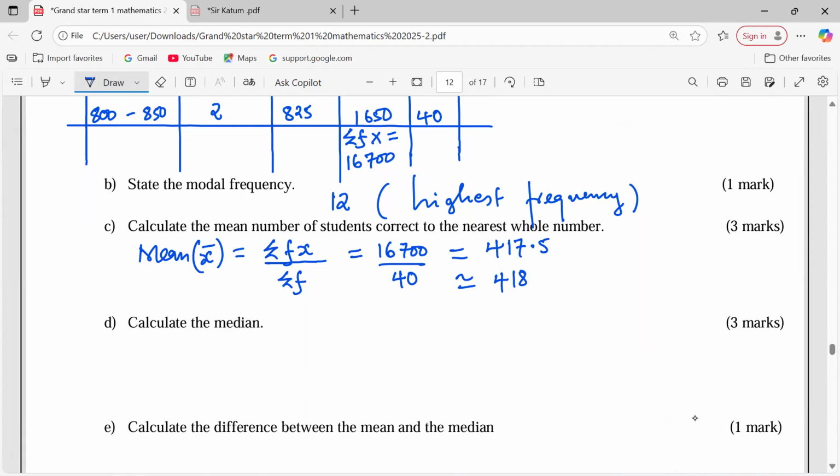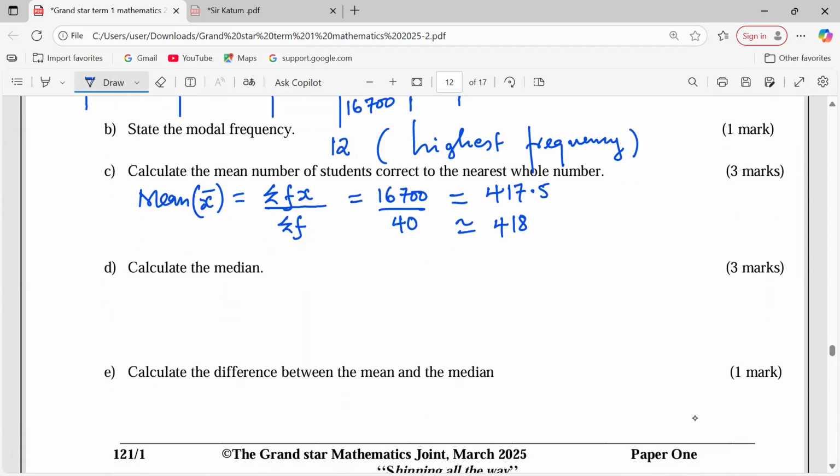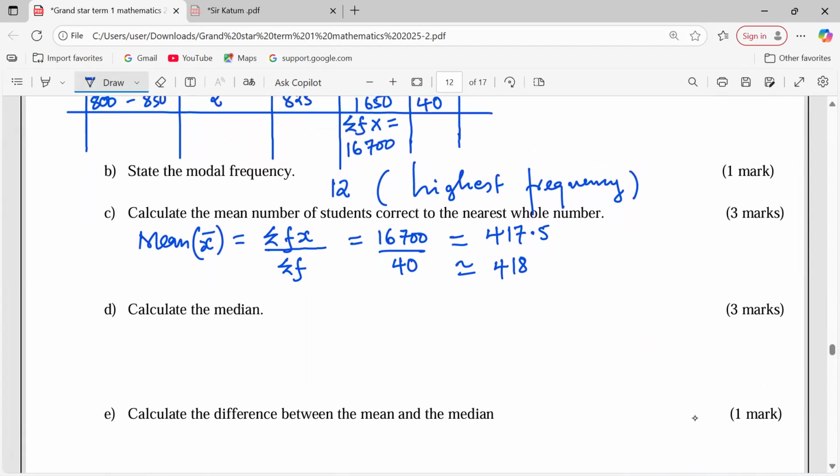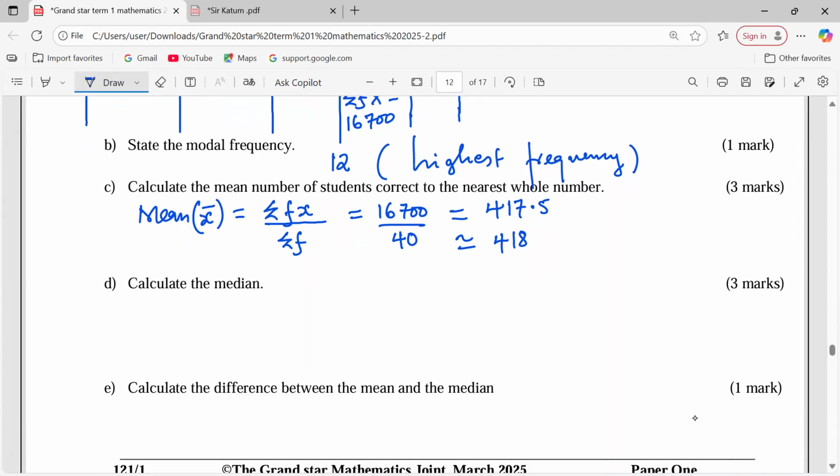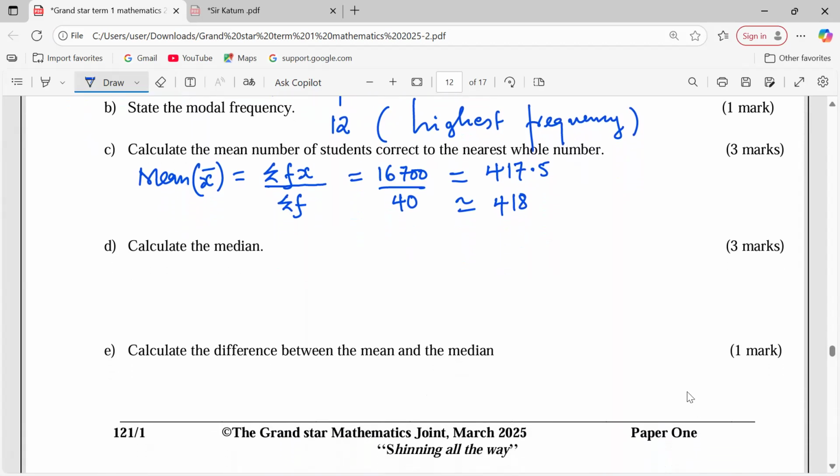There is something else that we are finding in part D. In part D, we are finding the median. So how do you find the median? For you to find the median, we are supposed to first establish the median class. How do we establish the median class? We establish the median class by taking half of the total frequencies, which is giving us 20. Then now, the 20th school.